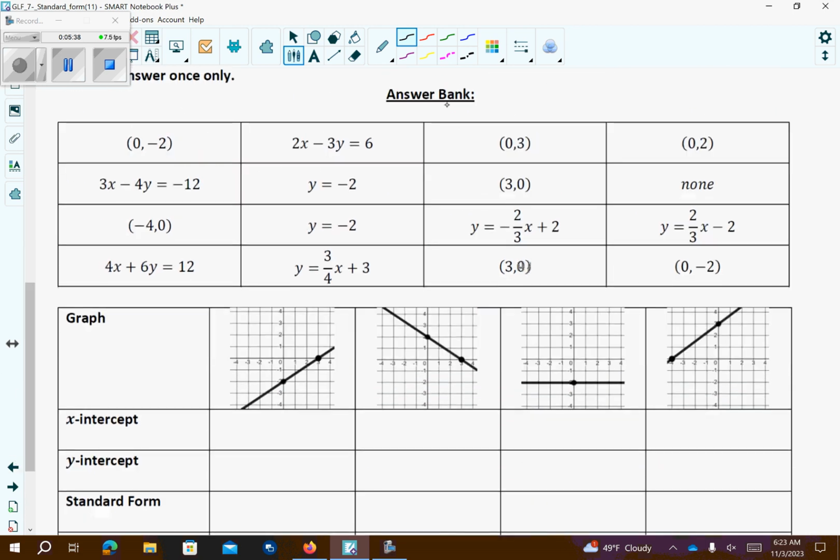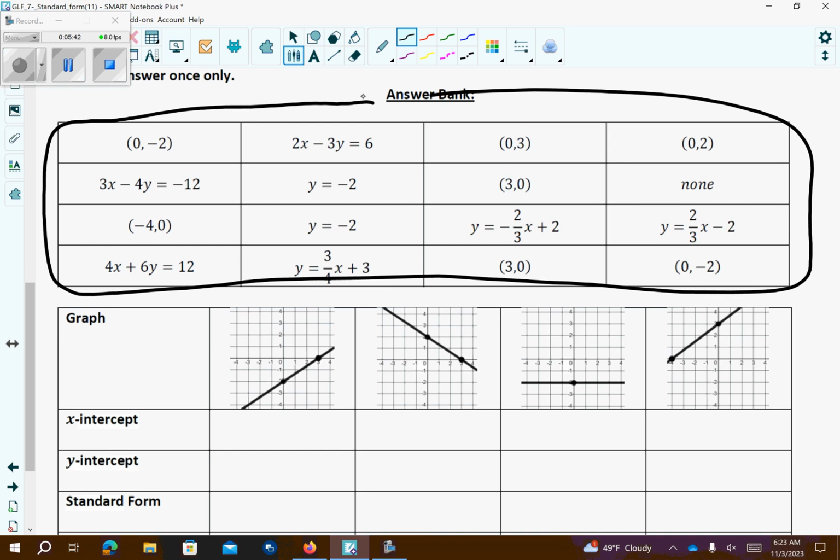All right, on this one, these all up here are our answers that we're going to fill in down below. All right, so it looks like our x-intercept is 3 comma 0. 3 comma 0, so cross that one off. Our y-intercept is 0, negative 2. We'll cross that one off.